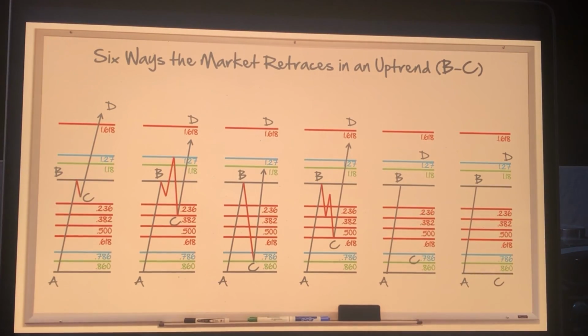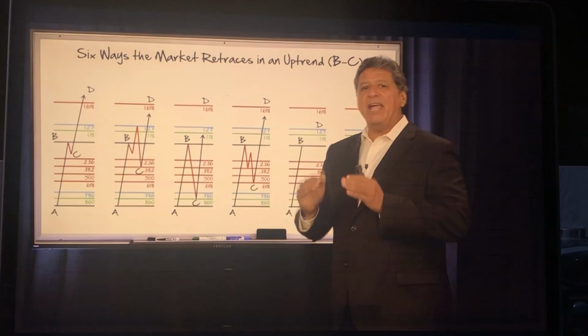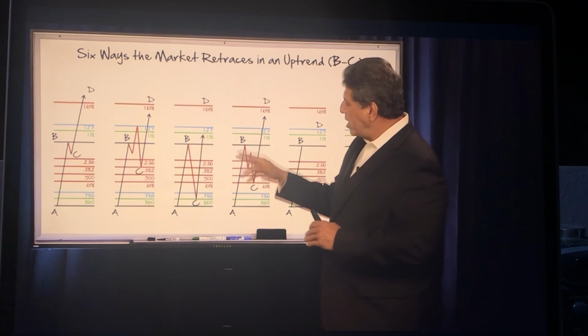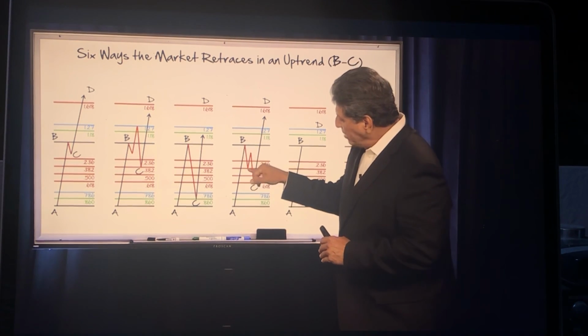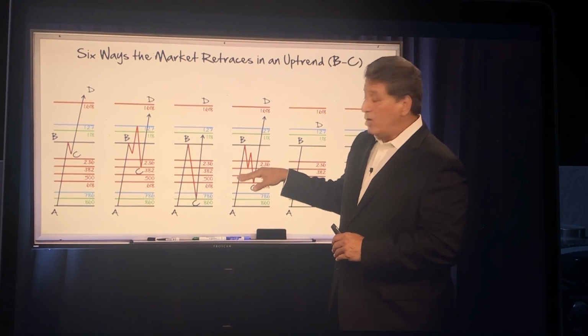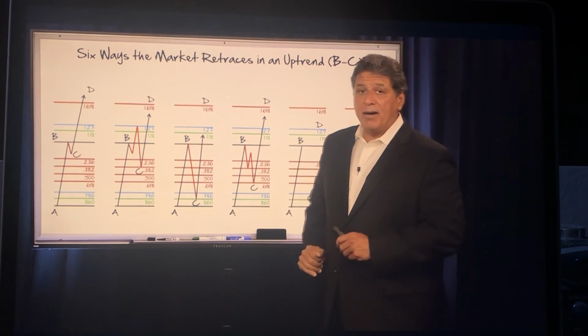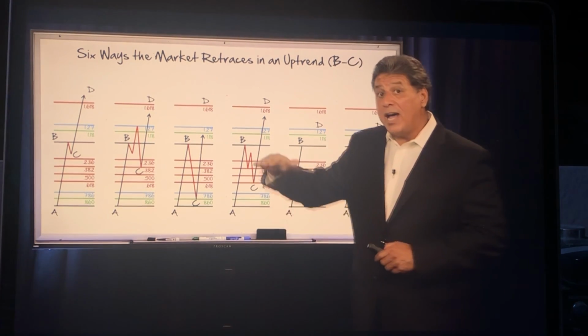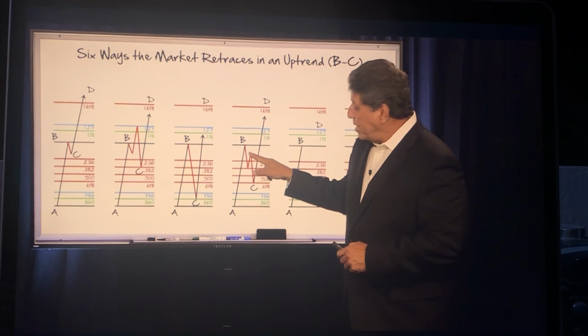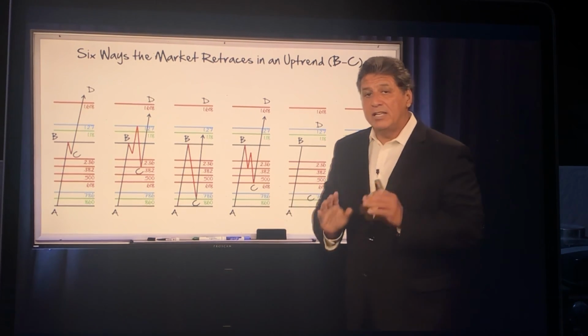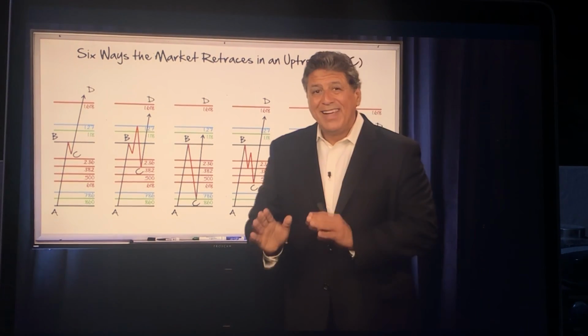The next way this market can retrace is what's called a sub-ABCD retracement. It's where the market comes down, bounces off a Fibonacci level, starts to rally back up. Now look at how it started to rally back up, forms a bearish candlestick formation. Now here's a golden nugget.